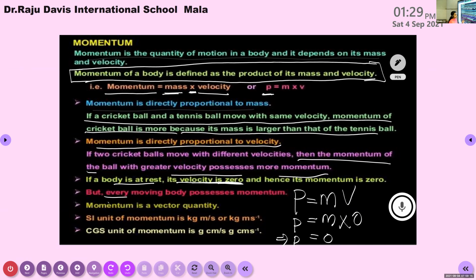For a stationary object means the object is at rest, not in motion. But every moving body possesses momentum. If the body is at rest, it doesn't possess any kind of momentum. It will be equal to 0.